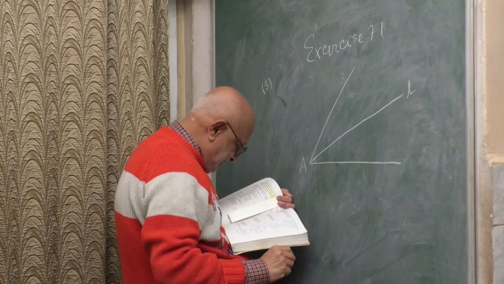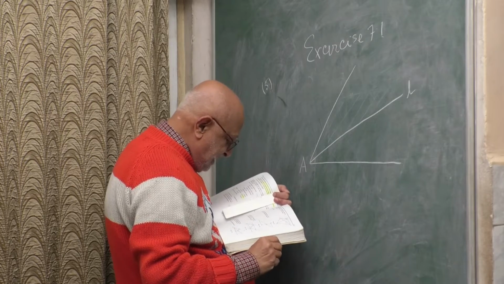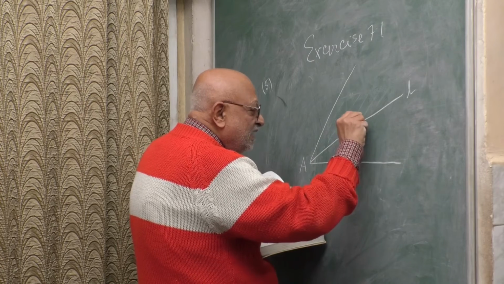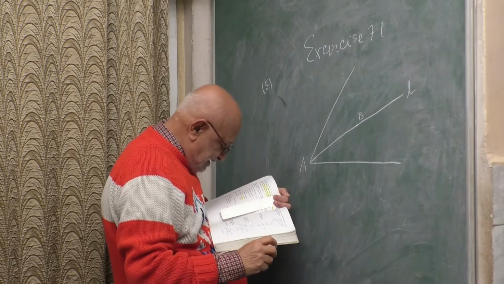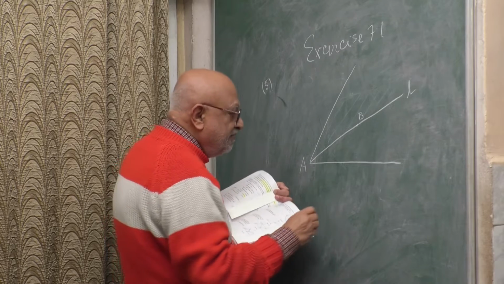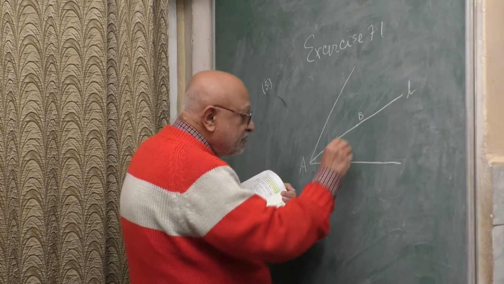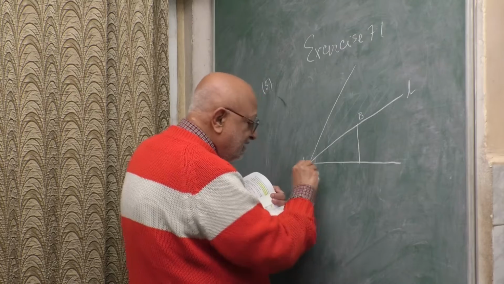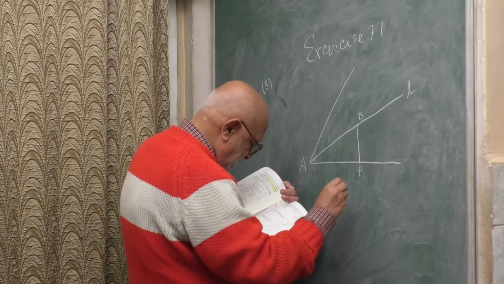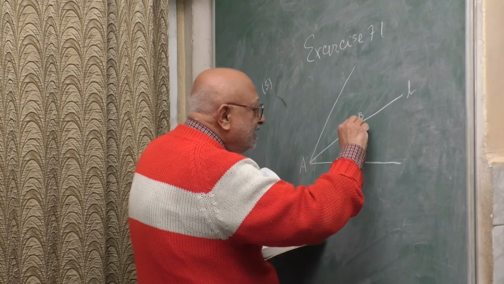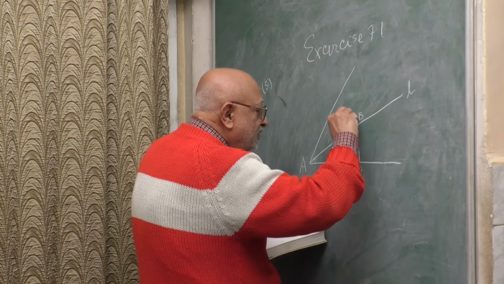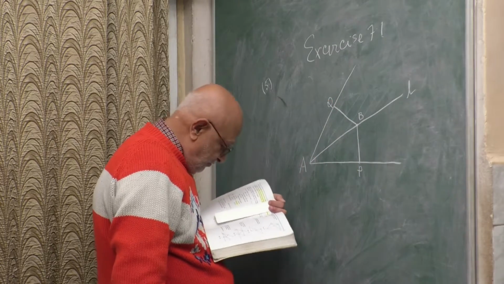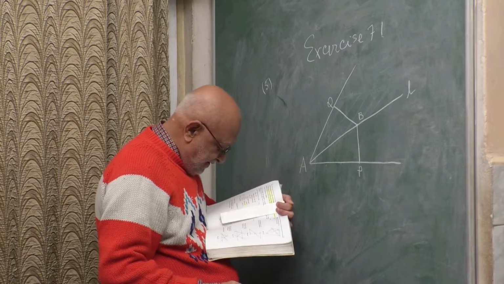And it says that B is any point. So this is any point B. And it says that there are perpendiculars from B. From B, I draw a perpendicular on this arm of the angle. Let us call it P, as given in the book. And let us draw another perpendicular on this, and let us call it Q. Okay. And what is given? This is the figure.